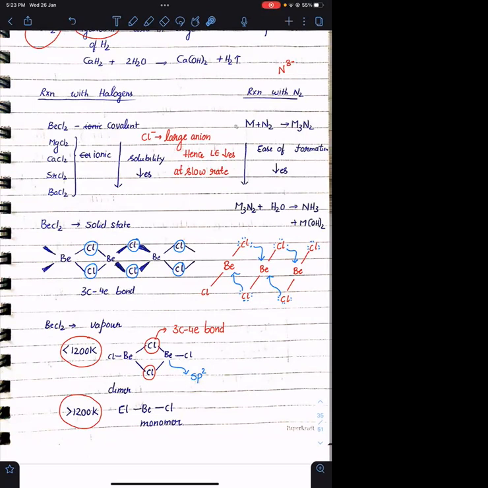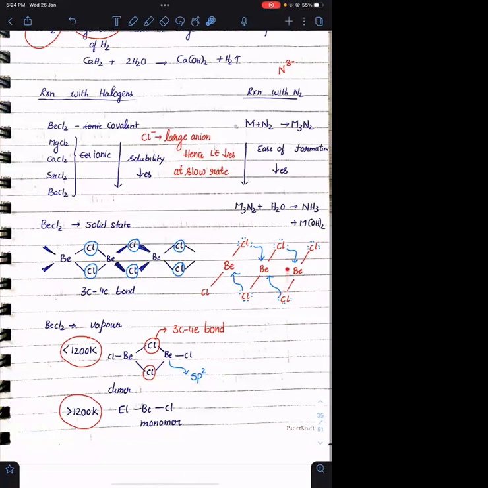अगर temperature बहुत कम है तो it will be existing as a solid, where you will be having 3 center 4 electron bridge bonds. ये bridge bond कैसे बना? Chlorine के ऊपर जो lone pair है, it is given to the beryllium. So in this case, the electron deficiency of the beryllium is getting satisfied. Initially, you have 4 electrons. अब ये 4 electrons भी देने की वजह से it is having octet completion.